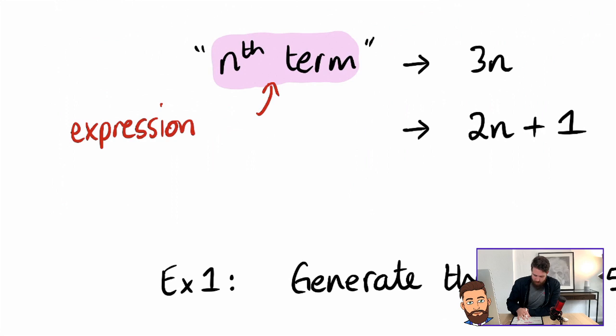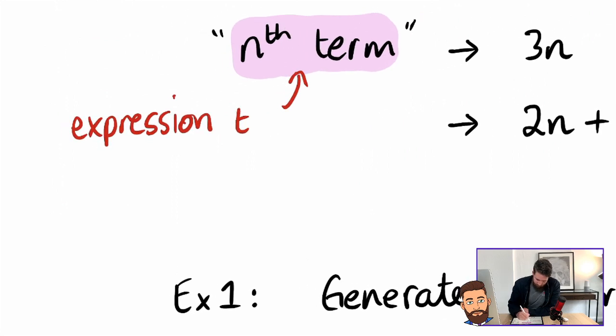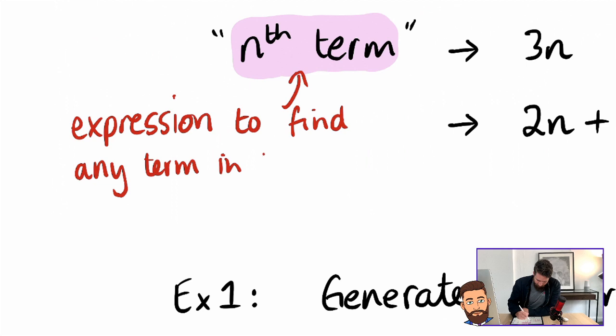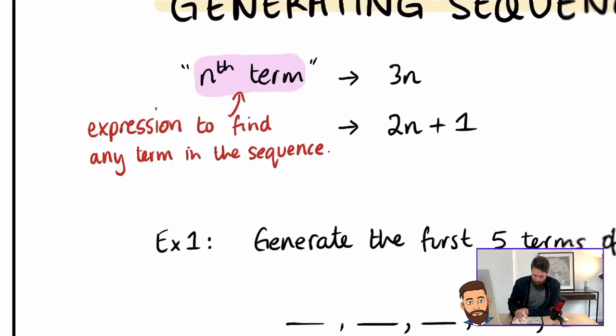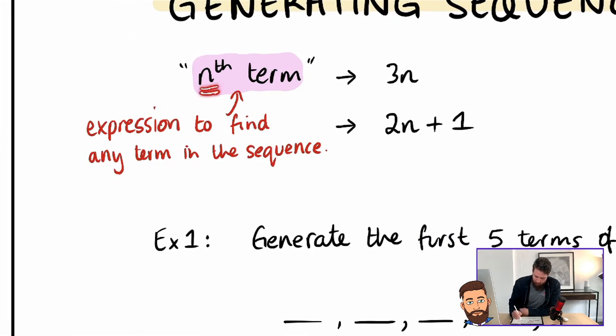It is an expression to find any term in the sequence. It's an expression to find any term in the sequence. And it's called the nth term because we use n as our letter. And I'll explain what this definition you've just written down means in a second.